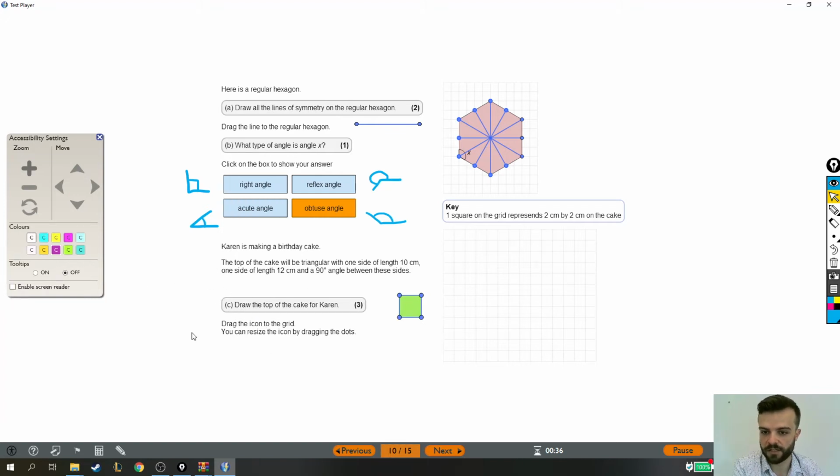Now there's the big question, the big part of this question. Karen is making a birthday cake. The top of the cake will be triangular with one side of length 10 centimeters, one side of length 12 centimeters, and a 90-degree angle between these sides. So it's a right angle triangle. Draw the top of the cake for Karen.